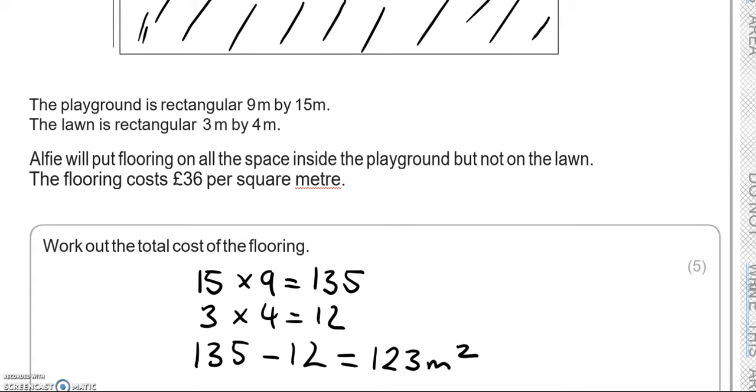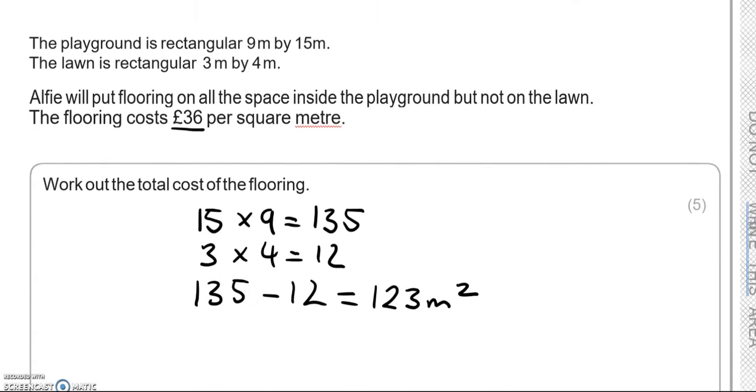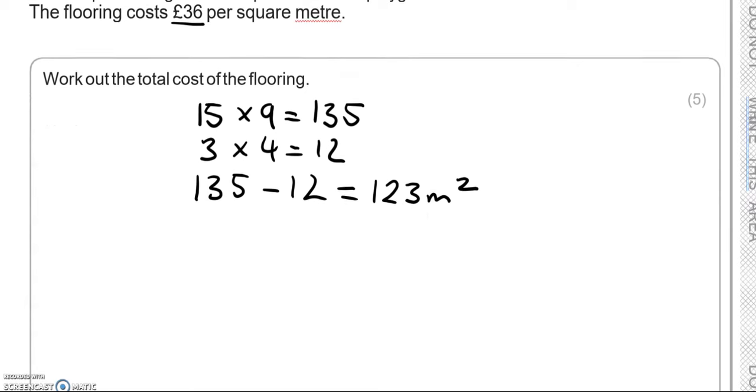square meters. The cost per square meter is £36, so we're going to multiply 123 by 36, which is £4,428.